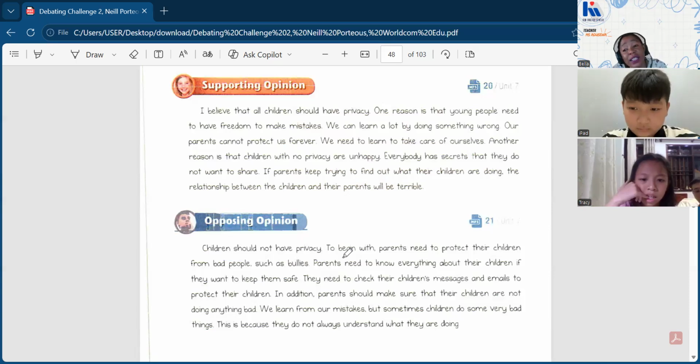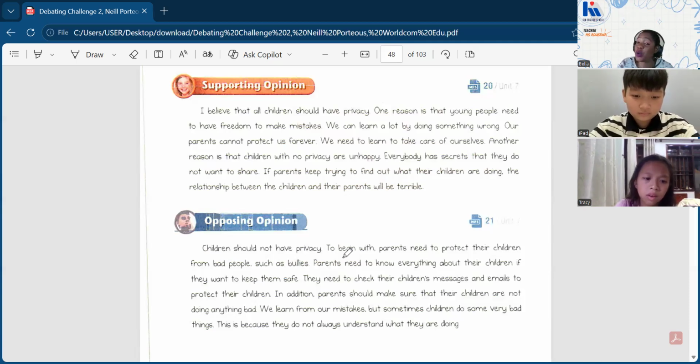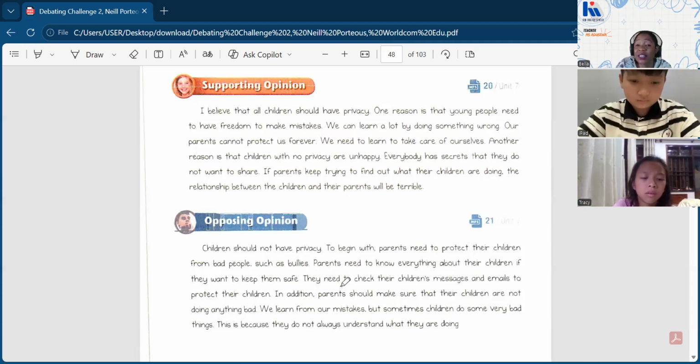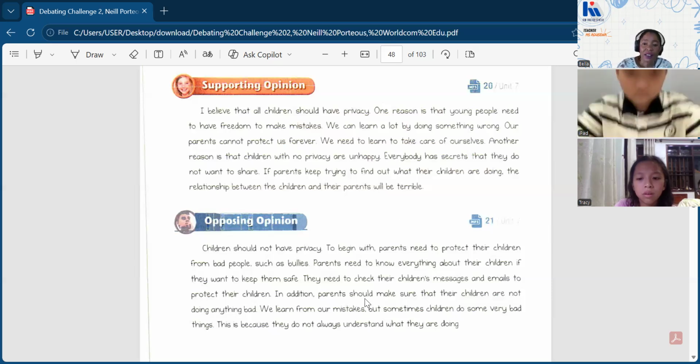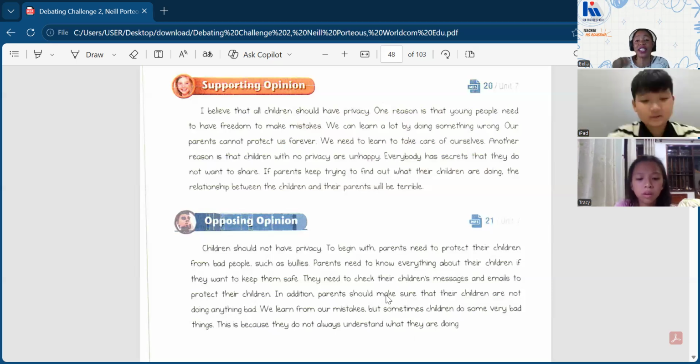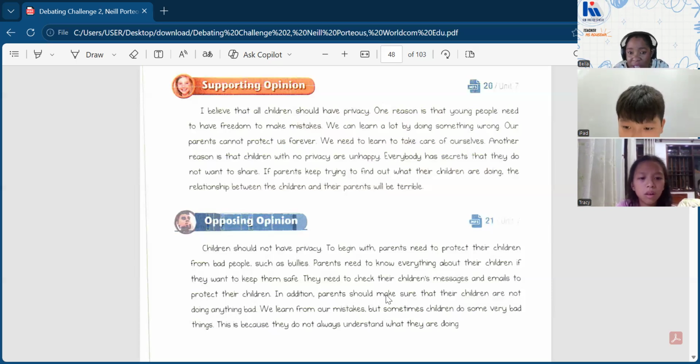Okay, so if the parents allow the children to have privacy, how are they going to know that their children are being bullied? If you give your children privacy, how will you know they are being bullied at school? Parents need to know everything happening to their children. They need to know everything about their children because they are children. If they want to keep them safe, they have to know everything about the kids. Do you understand? Yes. So they need to check their emails, they need to check their messages, they need to check everything they do to protect their children.